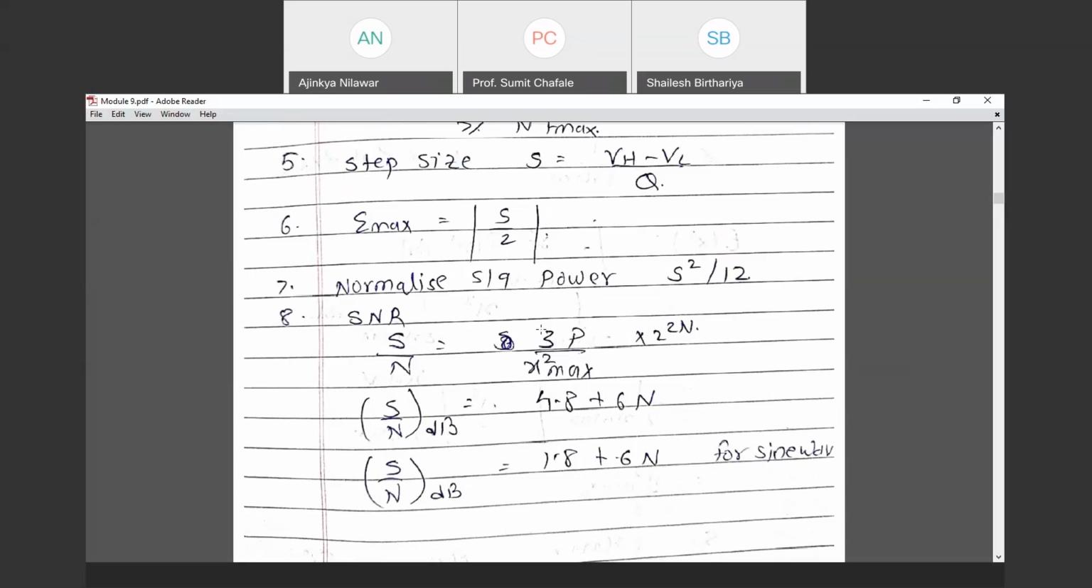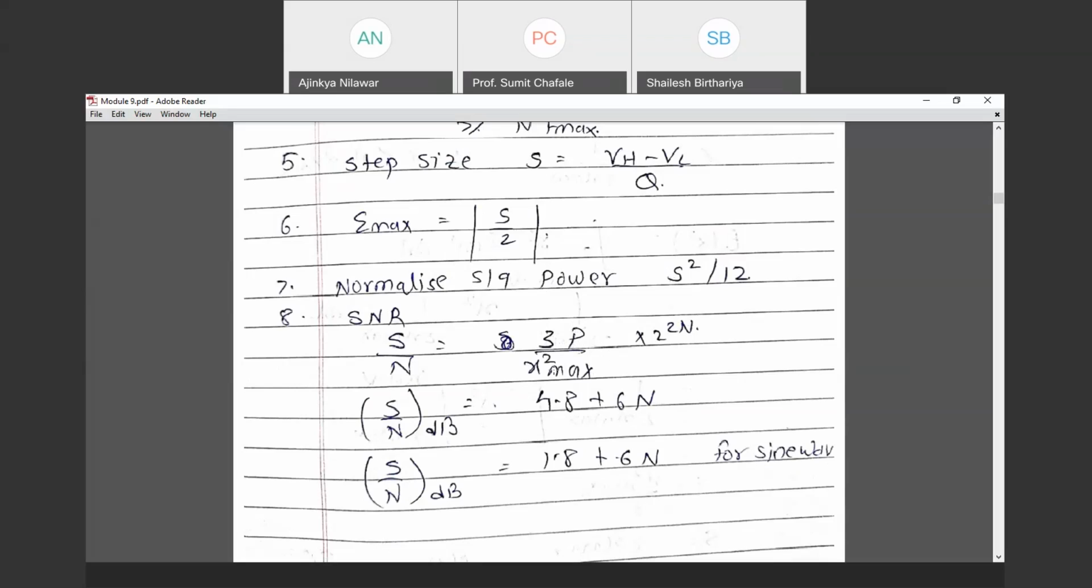So there are various noises we are considering as far as mathematical analysis is concerned. But the standard signal to noise ratio is always 3P divided by x square max into 2 raised to 2n. So this P specifies the noise power. Signal power is given by S square by 12, noise power we have to calculate, or in general numericals are given. At the end of this session we will solve some numericals, so in that case you will get a clear idea.